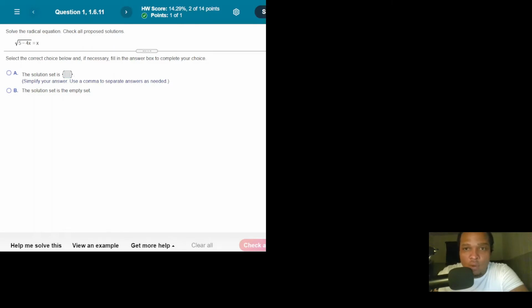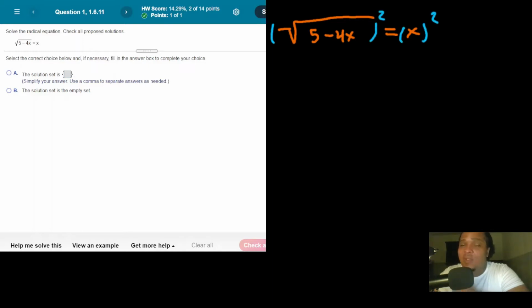So we have the square root of 5 minus 4x, and everything is equal to x. We want to get rid of the radical, and in order to do that, we basically have to raise both sides to the second power. Is it safe to do so? Yeah. Nothing really bad happens from squaring, unless you're squaring some crazy binomial, which we may or may not see. Anyway, let's go ahead and square both sides and see what we get.